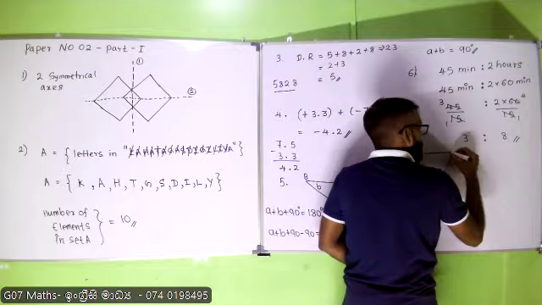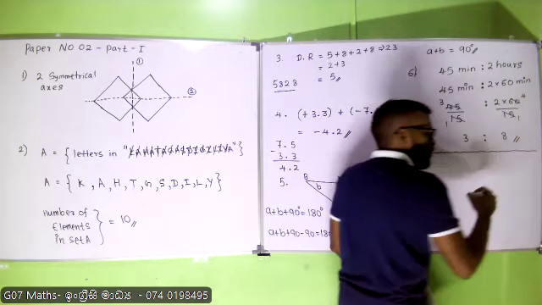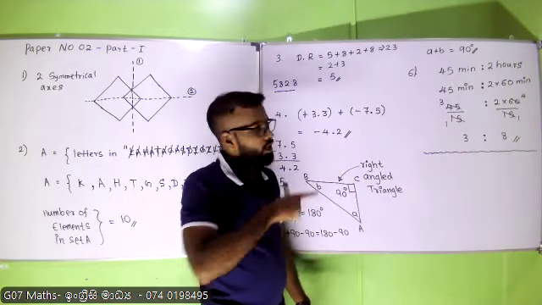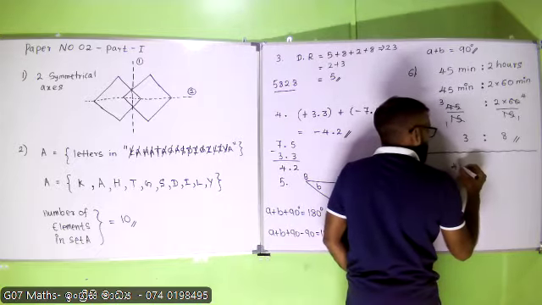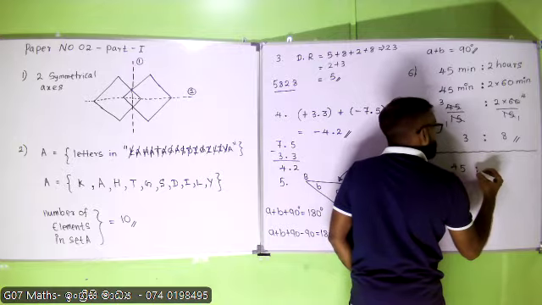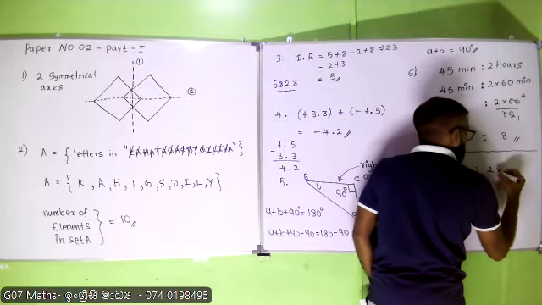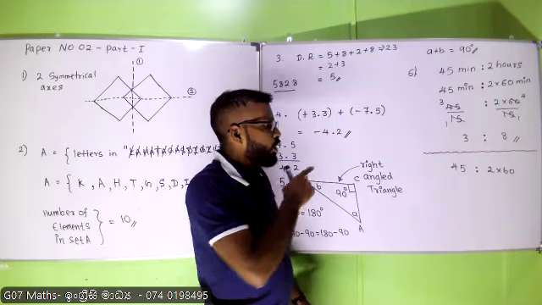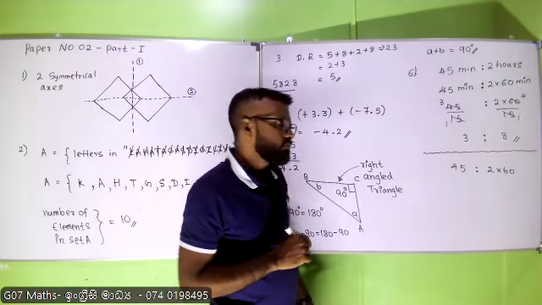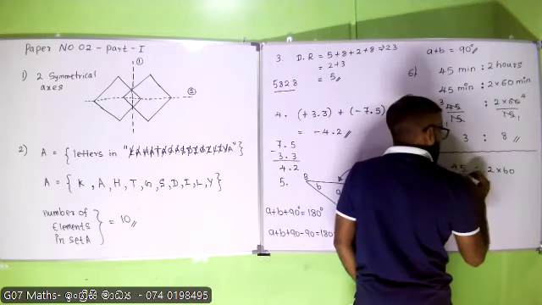Now, Chenuka said to divide by 5. Okay, I will do that also. So previously we have 45 over 2 times 16. I am going to divide it by 5. Both sides can be divided by 5.